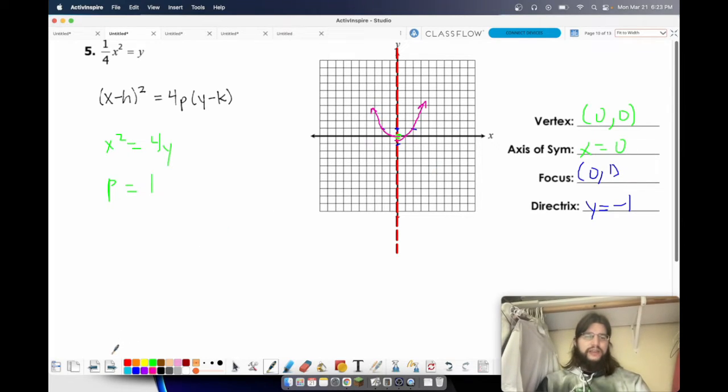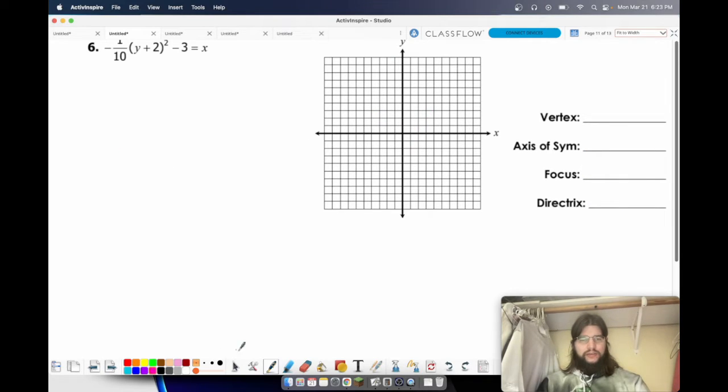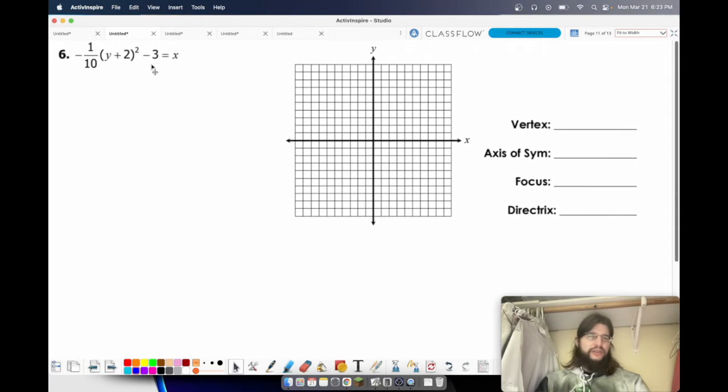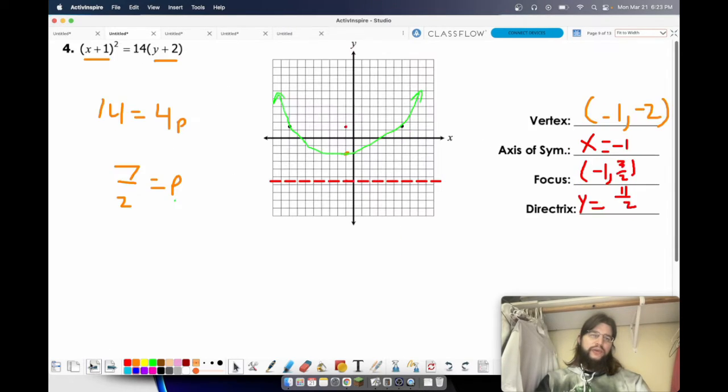Let's see what they've thrown at us next. I'm completing the squares. Nope, not yet. Okay, so on this one, we have to move everything over to this side because look at our standard form.